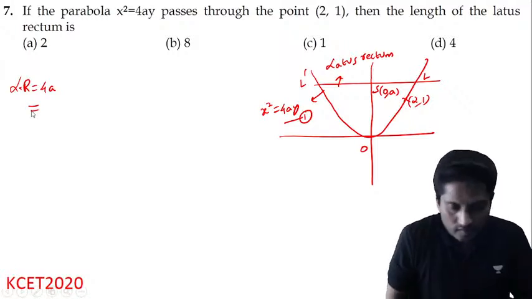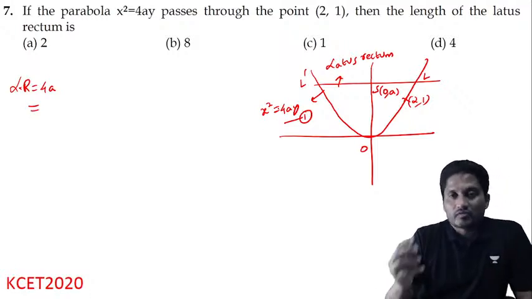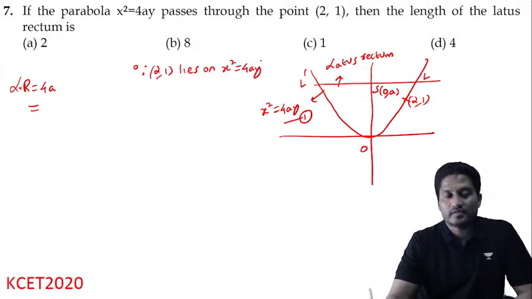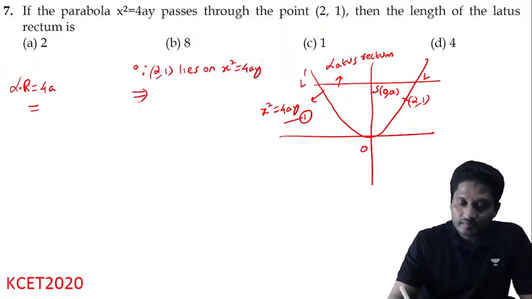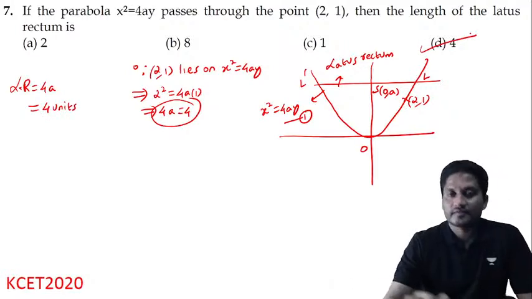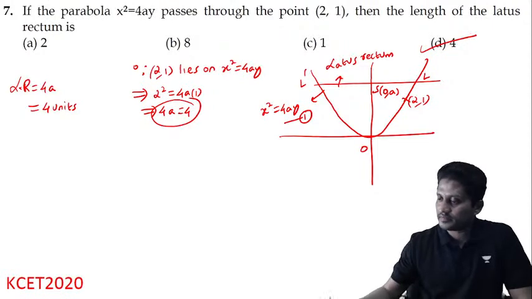Okay, now this parabola is passing through the point 2, 1, right? Since 2, 1 lies on x square is equal to 4ay, if I substitute here, 2 square is equal to 4a into 1. So this means that 4a is equal to 4, right? Now the length of the latus rectum is 4a, that is equal to 4 units only. Answer is option D. Right, let's move to the next question.